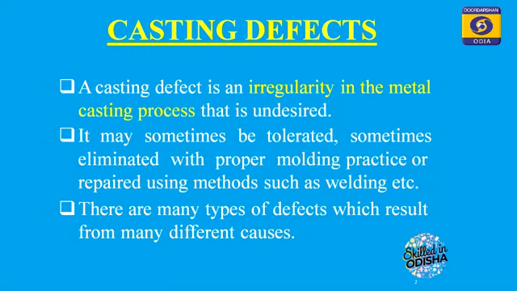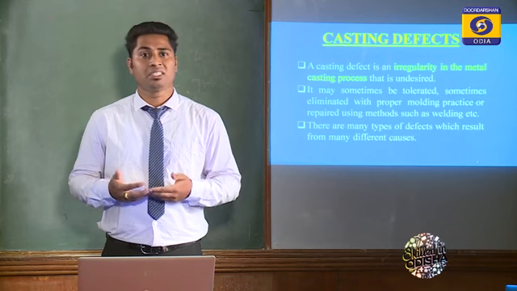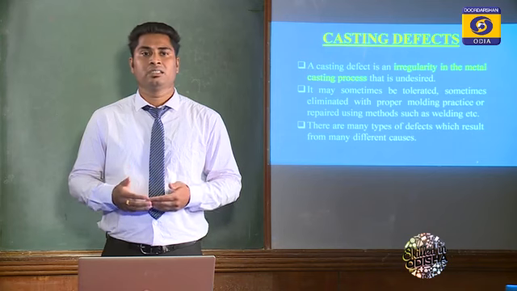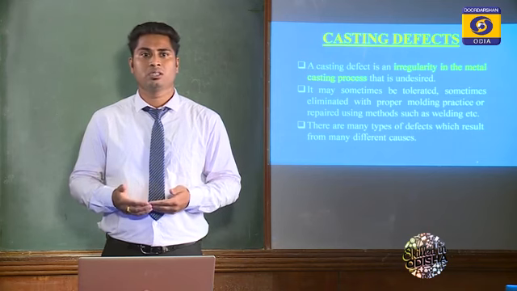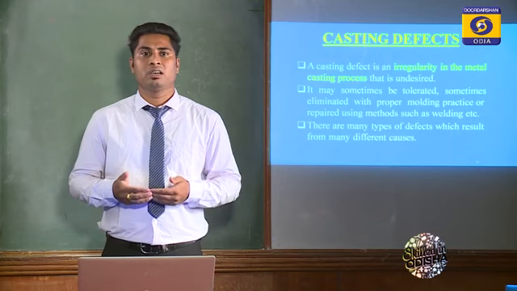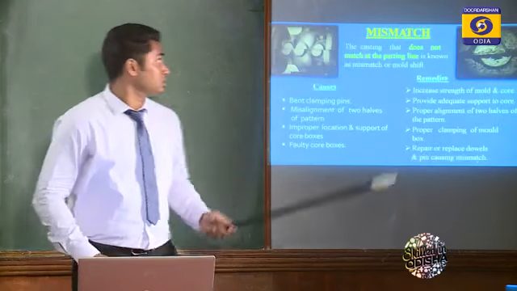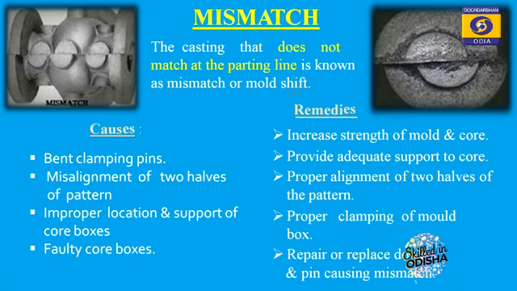There are different kinds of casting defects available in the casting process, such as mismatch, cold shut, swell, shrinkage cavity, porosity, pinholes, hot cracks, etc. So let's start from the mismatch casting defect. A casting that does not match at the parting line is known as mismatch or mold shift.